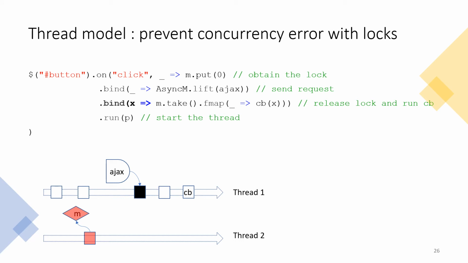After the AJAX request of thread 1 completes, thread 1 releases the lock by emptying the envar. Thread 1 then runs its callback. Then thread 2 can proceed to obtain the lock by putting a value inside the envar. Lastly, thread 2 can start its own AJAX request.